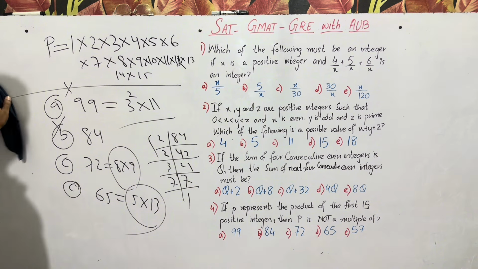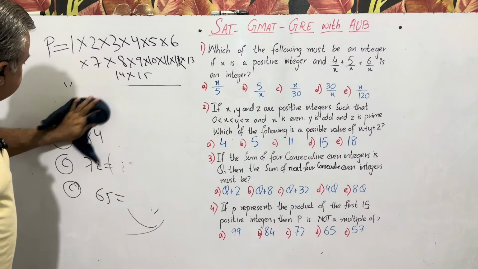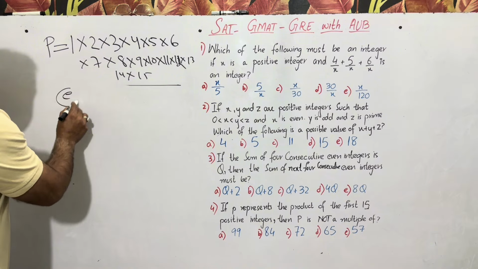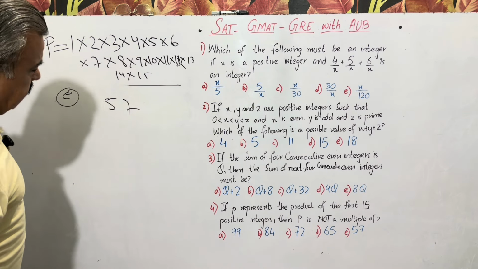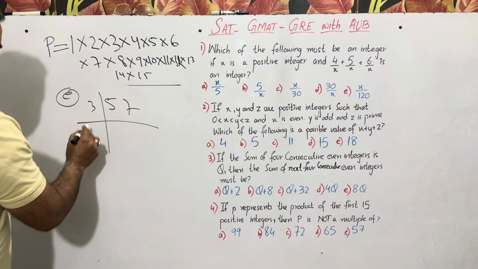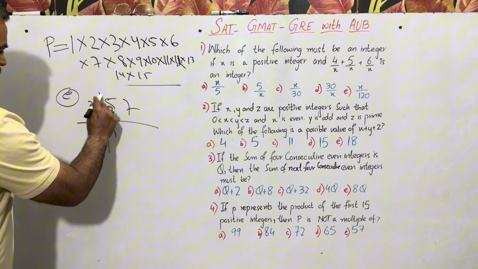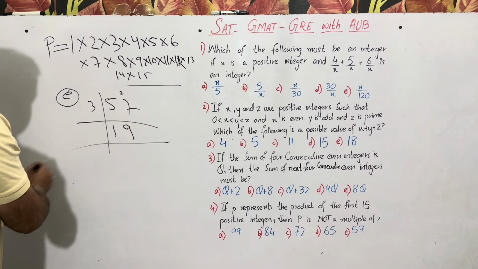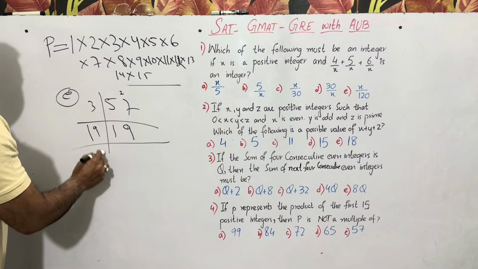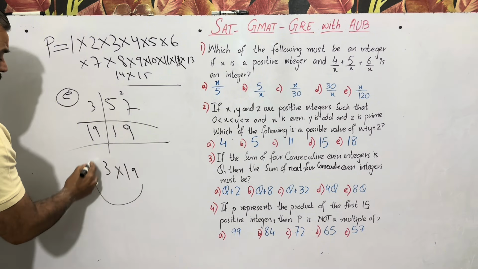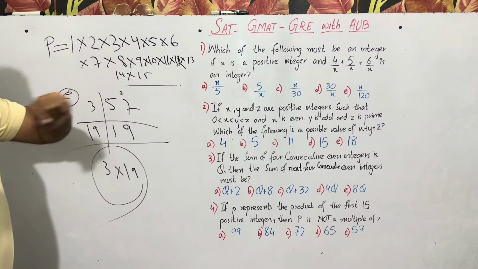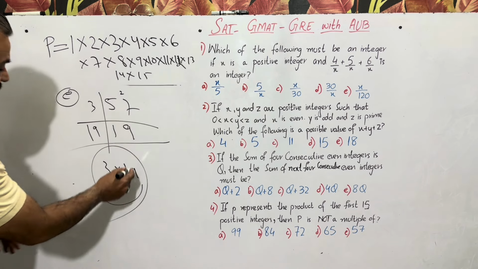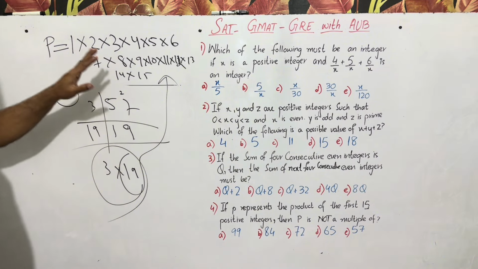What about 57? Let's see and find out. It is going to be the right option. Applying the table of 3: 3 times 19 is 57. So 57 equals 3 into 19, and 19 is prime. Look at this, it is the product of 1 to 15, and 19 is not present here.